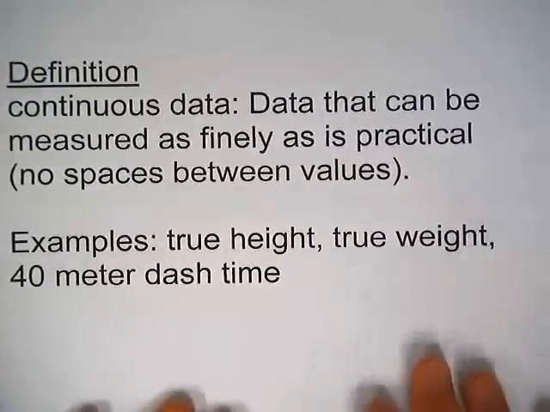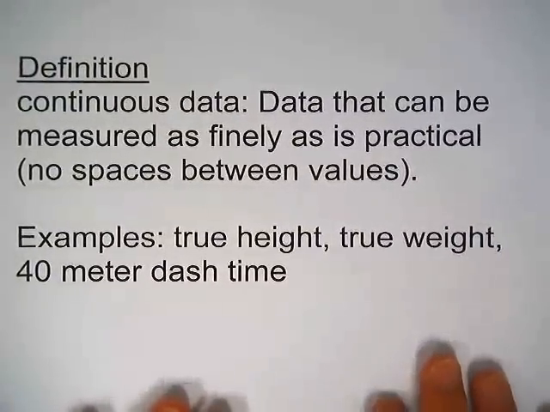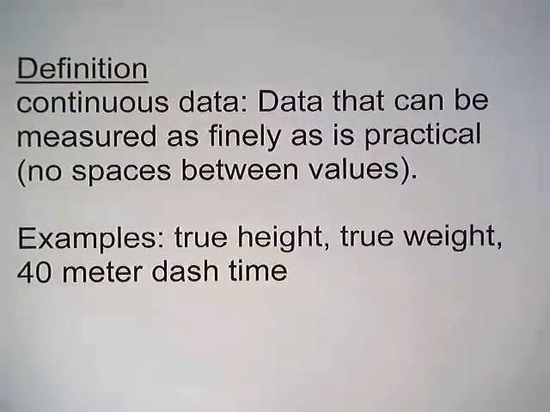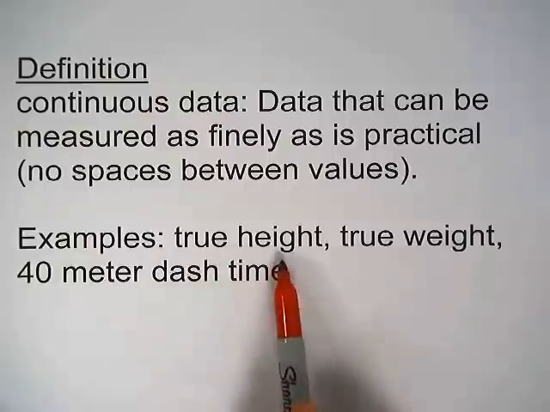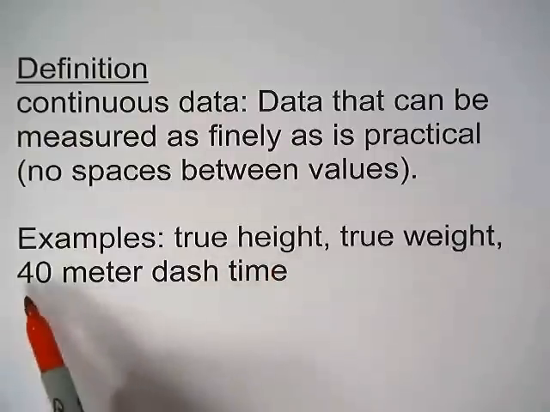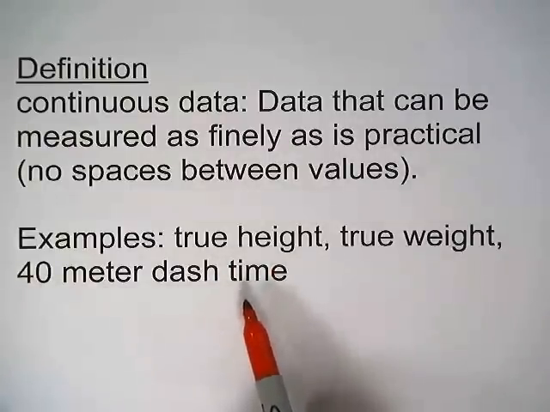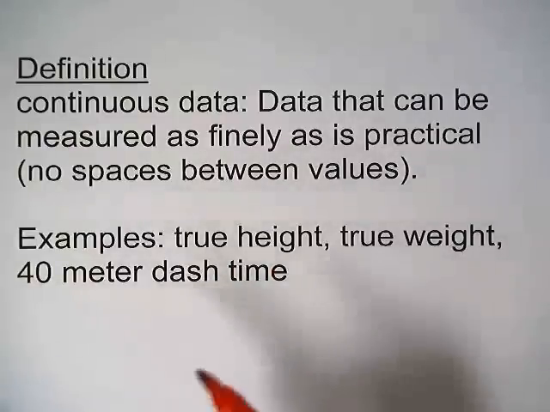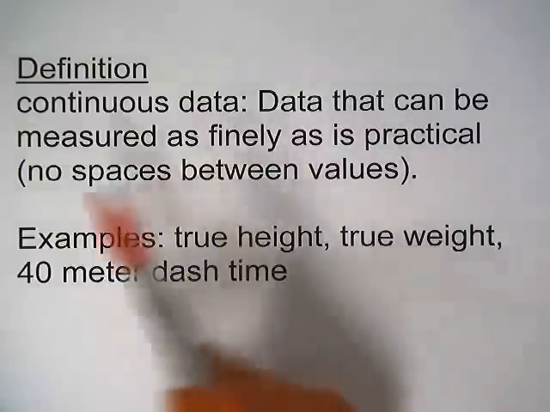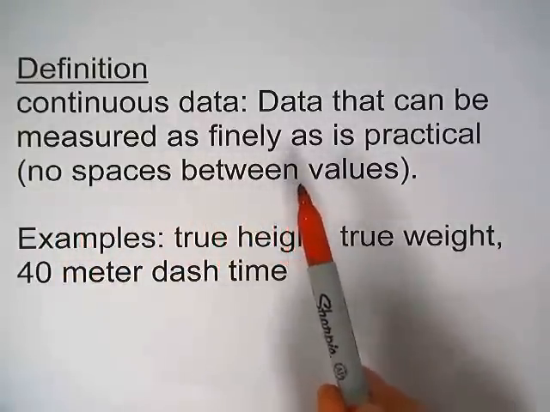Now let's contrast that with continuous data. Continuous data is data that can be measured as finely as is practical. So there are no spaces between values. Some examples of this are true height, true weight, 40-meter dash time, and really many other measurable quantities. Again, it's data that can be measured as finely as is practical.